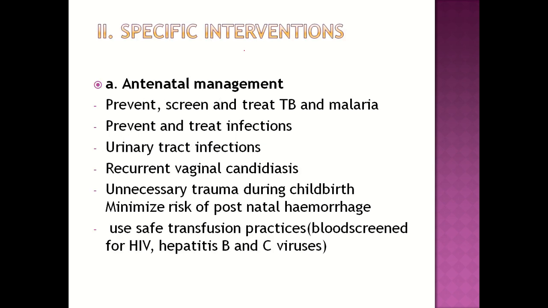So next is specific interventions. Here you do antenatal management, such as you prevent, screen and treat tuberculosis and malaria. You prevent and treat infections, urinary tract infections. You treat recurrent vaginal candidiasis and prevent as well. You prevent unnecessary trauma during childbirth, which minimizes risk of postnatal hemorrhage. Use safe transfusion practices such as blood screened for HIV, hepatitis B and C viruses.